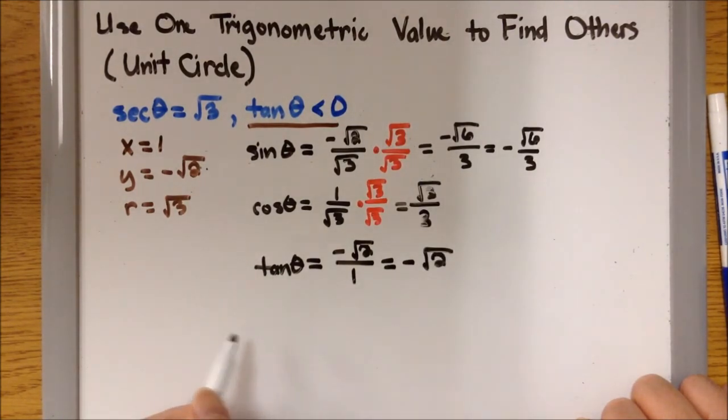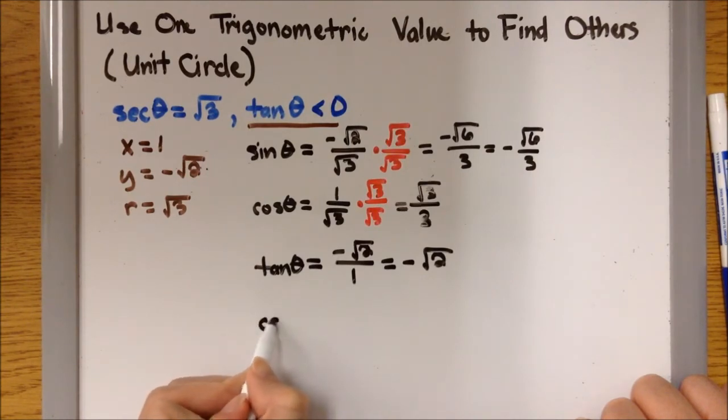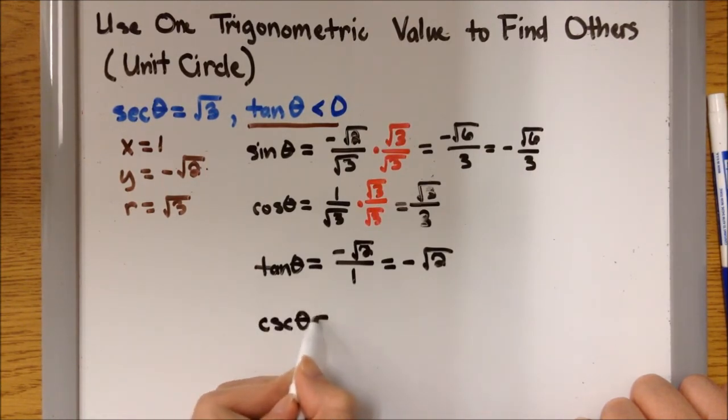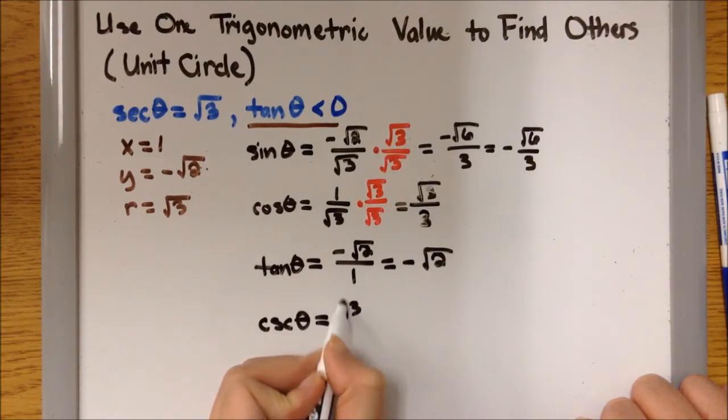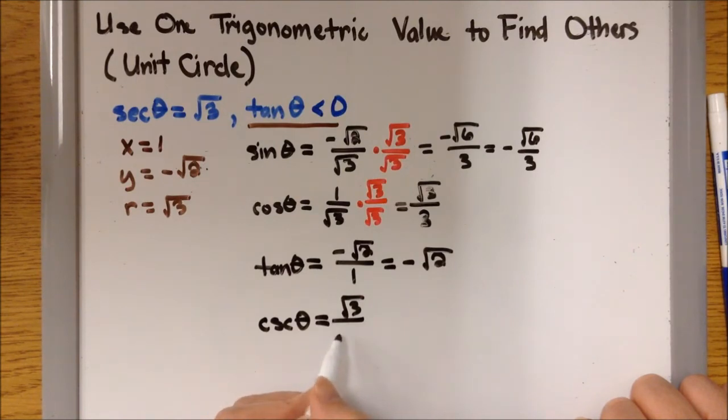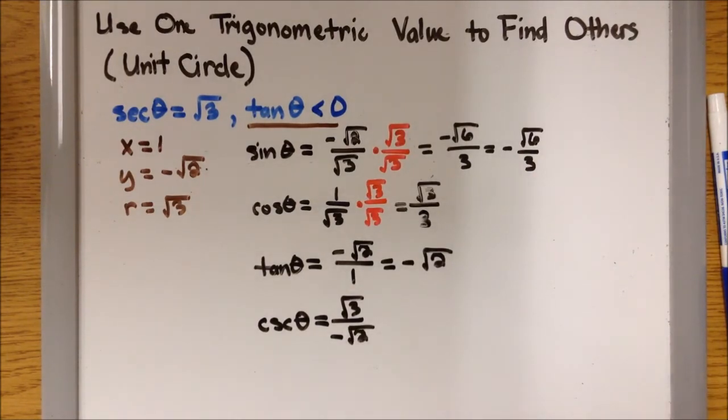Alright, now cosecant. Cosecant theta is r over y, so r is square root of 3 over our y value, which is negative square root of 2. Since we have a radical in the denominator, we're going to rationalize it. So we're going to multiply top and bottom by square root of 2, and then we're going to have square root of 2 on the bottom too. Now keep in mind, I only multiply this by square root of 2, not negative square root of 2. Just leave the negative where it is.